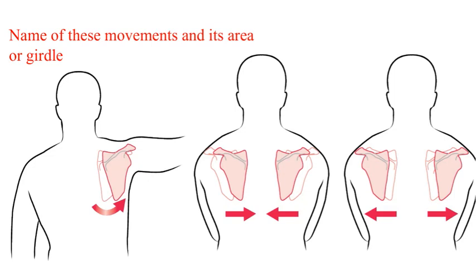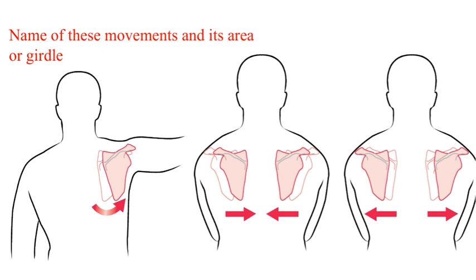Let's take a closer look at some of these movements and their corresponding areas or girdles. As you can see, each movement is associated with a specific part of the body, which helps us understand how the entire system functions together. For example, movements involving the shoulder girdle, like elevation or depression, play a crucial role in upper limb mobility. Similarly, movements of the pelvic girdle, such as tilting or rotation, are essential for posture and locomotion. Recognizing these areas helps us appreciate how interconnected our body movements are and how each girdle contributes to our overall mobility and stability.